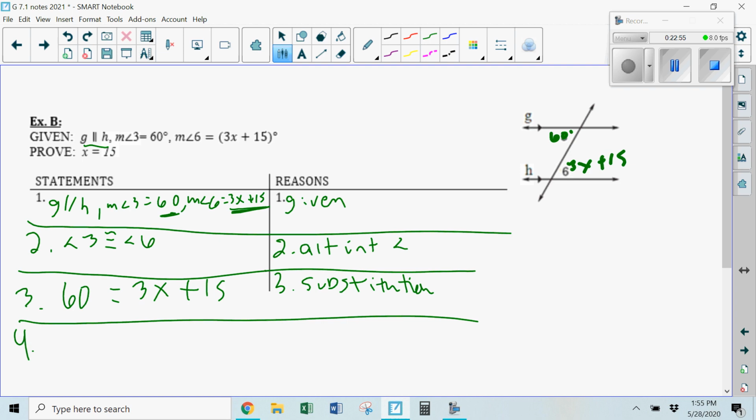Now let's just do some basic algebra here. Let's subtract 15 on both sides. Remember, if you're going to show your work, which is fine, you need to do it very small and very neat, and it's not considered an extra step. So if I were going to show my work, I might do this. Minus 15 on this side, minus 15 on this side, which leads me to my next step, 45 equals 3x.